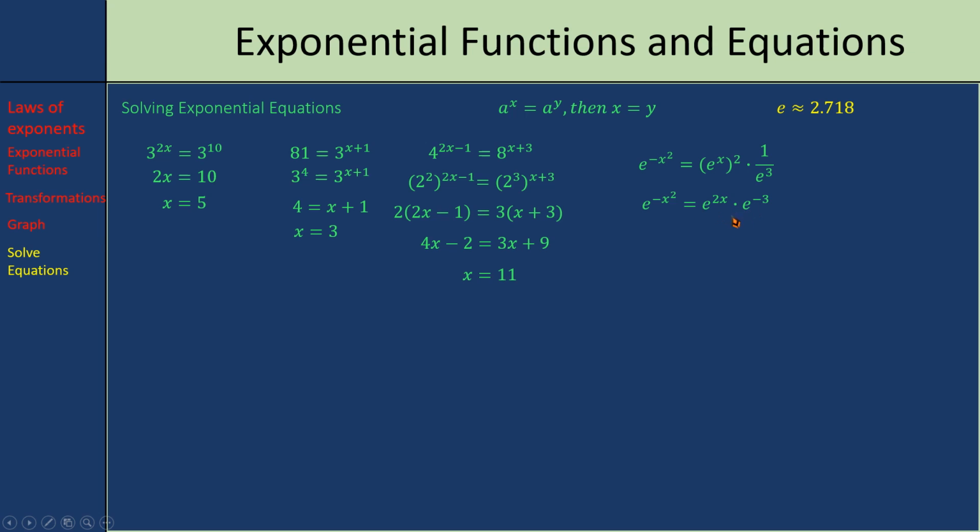Add the exponent. So I have e to the 2x minus 3. Again, multiplying things of the same base, the exponents add. 2x plus negative 3 is 2x minus 3. See, now you have the same base. You can set the exponents to be equal. So negative x squared is equal to 2x minus 3. Make it equal to 0. Factor it out and solve it. You get x is equal to negative 3 or x is equal to 1.